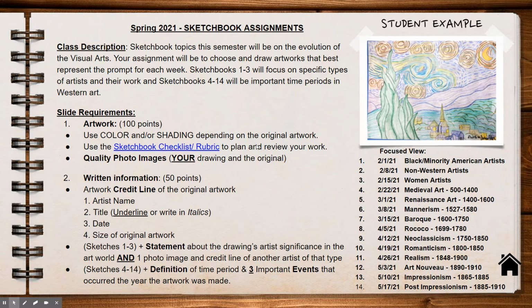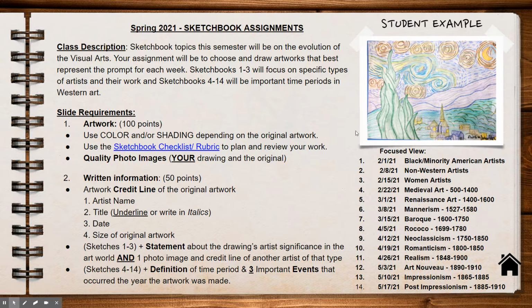So this is an entire page, and it is worth 100 points just for the drawing. And you're going to use colored pencils. You can use watercolor, whatever's appropriate for that artwork. You can also use just shading. If it's a black and white artwork, you don't have to use color, obviously, if there's no color. It's really important that you go through the checklist rubric to plan and review your work. And we can go through that later. You can just click on it and read it.